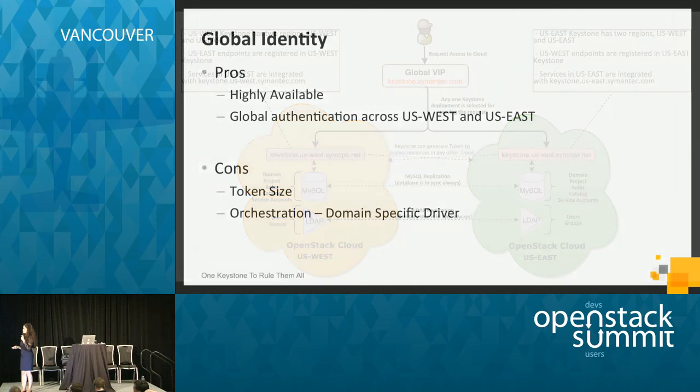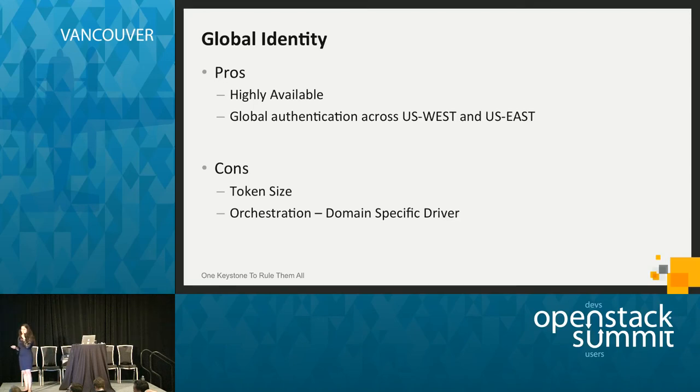So now, what are the problems with this kind of approach? What did we learn about this? We have highly available Keystone across two data centers. But the problem is, since we are using PKI, the token size is pretty huge. An entire catalog is in the token, so it's pretty big. And we were using domain-specific drivers. We'll go into detail of how it is orchestrated, but the biggest problem for us was the orchestrating of that domain-specific driver.